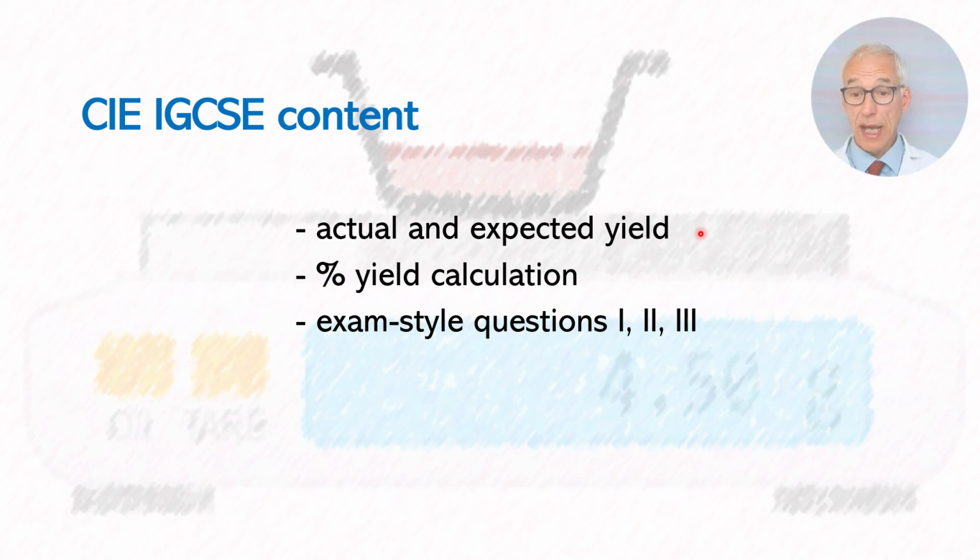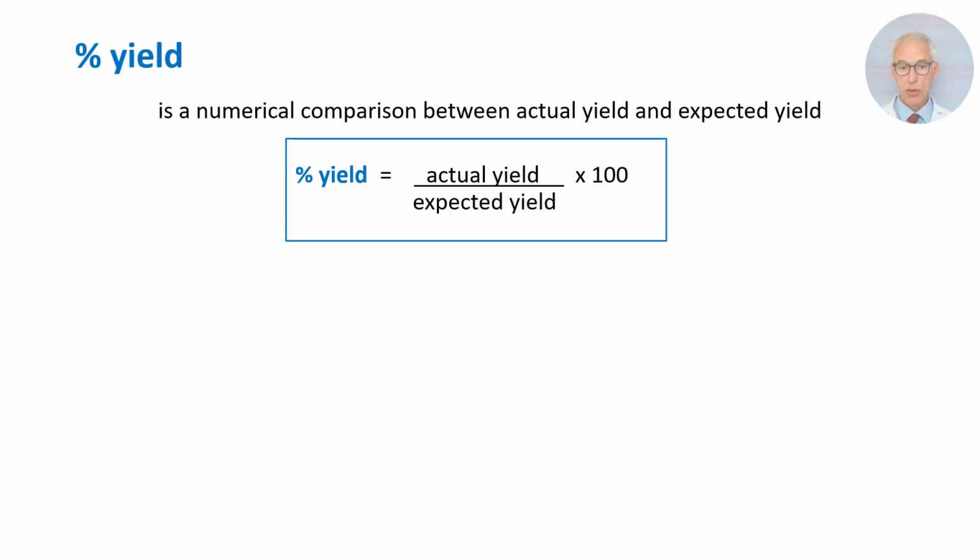So let's use actual and expected yield to calculate percentage yield. Percentage yield is a straightforward numerical comparison between actual yield and expected yield. Percentage yield equals actual yield divided by expected yield, and we turn it into a percentage by multiplying the product by 100. So you are expected to recall that percentage yield is actual over expected times 100.